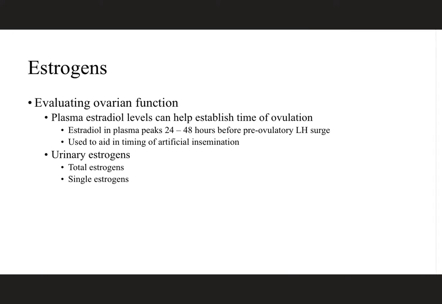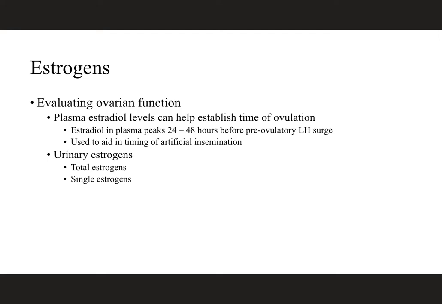Moving forth here, we can also evaluate estrogens for looking at ovarian function. This gives us an idea if there are going to be issues with ovulation, or if you are having difficulties trying to conceive. We can look at different estradiol levels to get an idea of what's going on. We can also measure our urinary estrogens. We can look at our total estrogen, and we can also look at single estrogens. Total being all of your estrogens, estradiol, estrone, estriol, or we can look at individual ones if we need to.